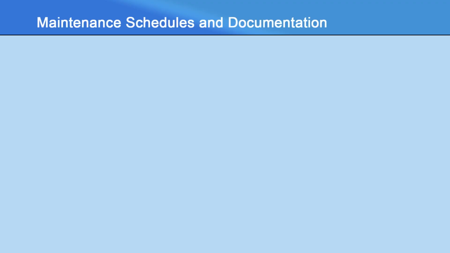Now let us discuss maintenance schedules and documentation. Complete, accurate, and current documentation is essential to an effective maintenance program, whether performing preventive, predictive, or reliability centered maintenance. Keeping track of equipment condition and maintenance performed and planned is critical. The maintenance record keeping system must be kept current so that a complete maintenance history of each piece of equipment is available at all times.